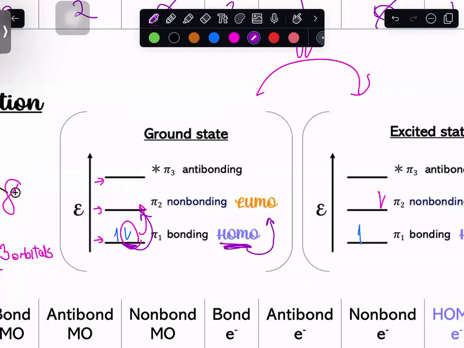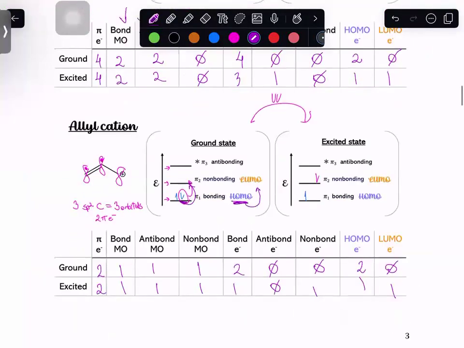Yes, it's always going to be lower in energy. Okay, so far, yes, question. It's only one electron, yes. At least for this class, it's only going to be one electron.